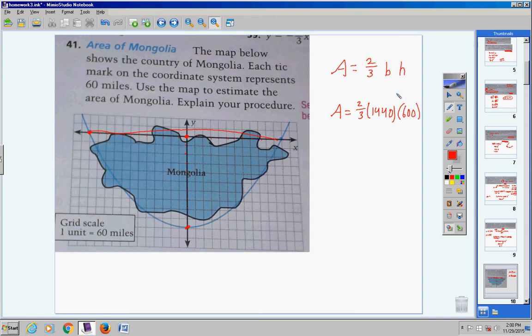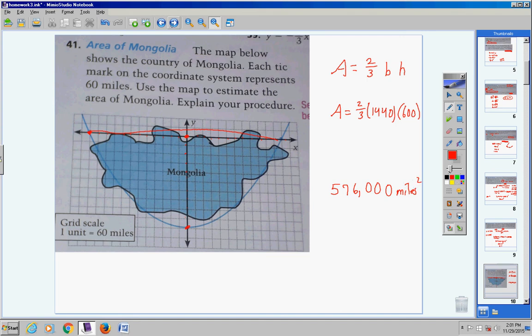Alright, so now I'm going to simply take 2/3 times 1440 times 600, and if you do that correctly, let me grab my calculator here, you're going to get 576,000 square miles. It is area, so don't forget to put the square miles. There we go, 576,000 square miles.